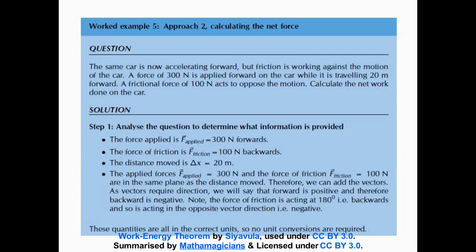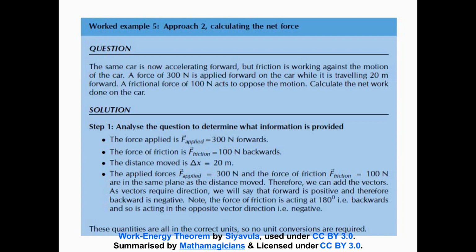Now, the force applied is going forward and the friction is going backwards. The distance moved, delta x, is 20 meters, and the applied force of 300 newtons and the force of friction of 100 newtons are in the same plane as the distance moved. Therefore, we can add the vectors. As vectors require direction, we will say that forward is positive, and therefore backward is negative.